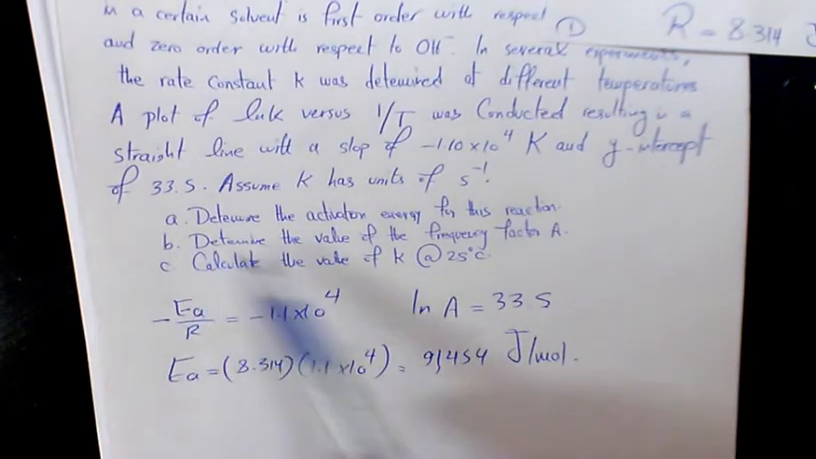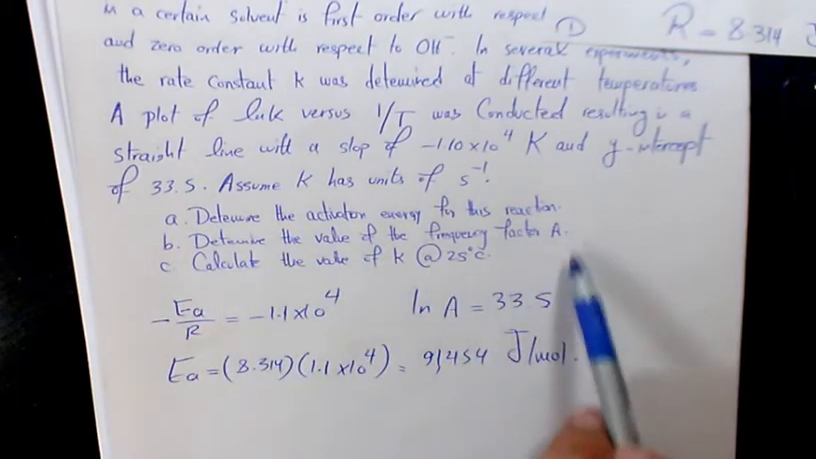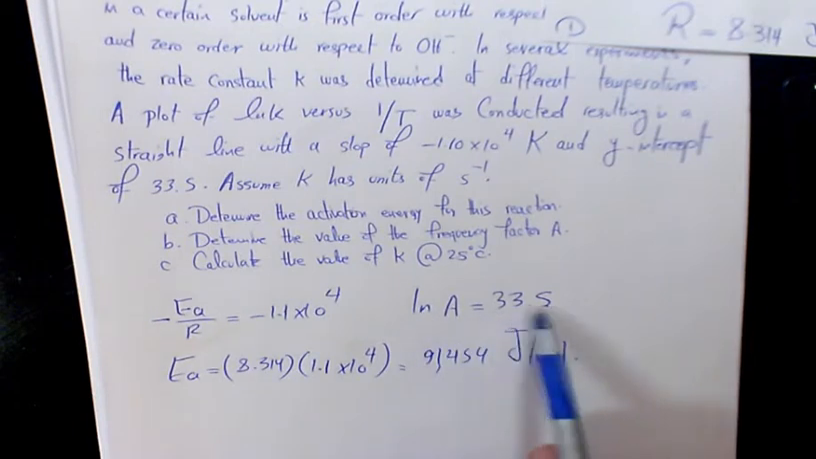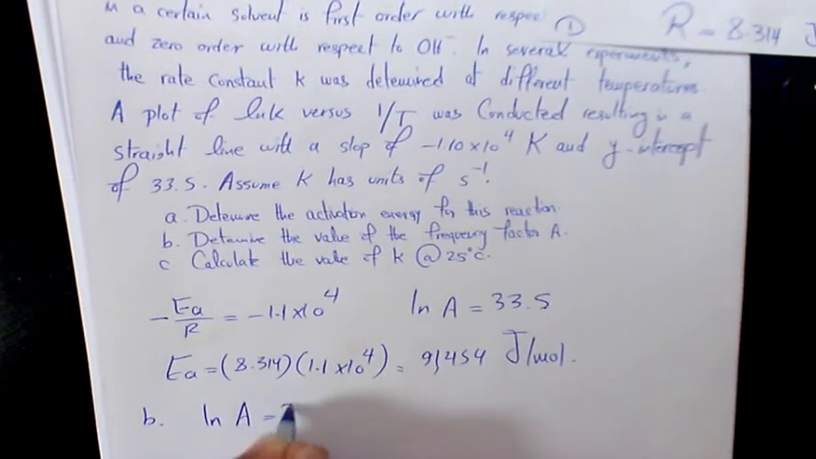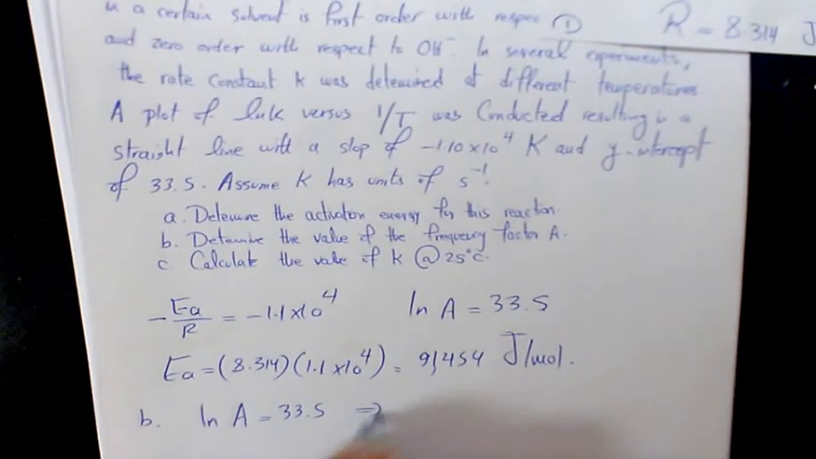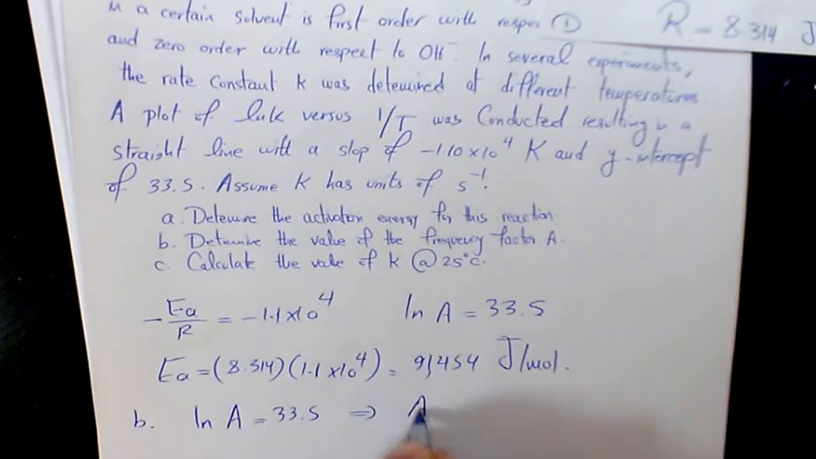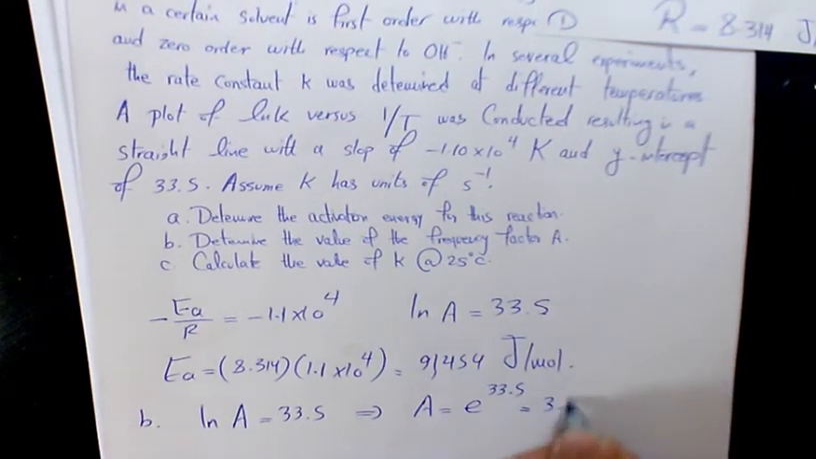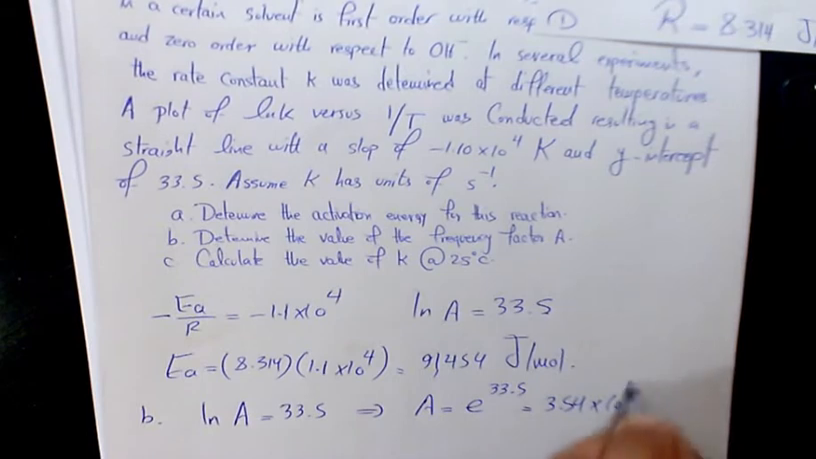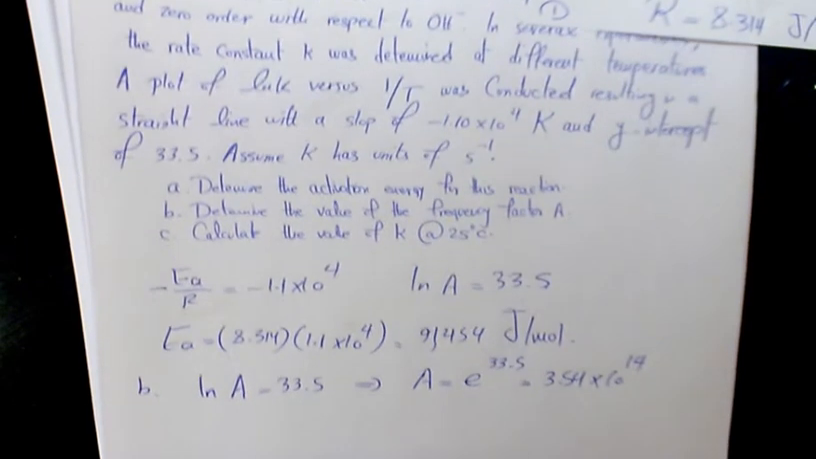Part B, it says determine the value of the frequency factor, which is A. Ln A is 33.5 as given as a y-intercept. So ln A is 33.5. It means that A will be e to the power of 33.5. That's going to be 3.54 times 10 to the power of positive 14.